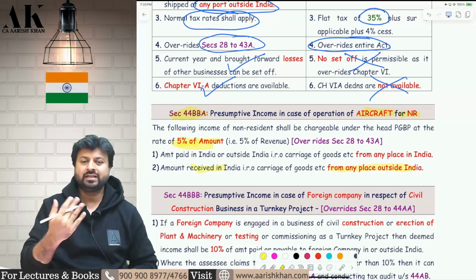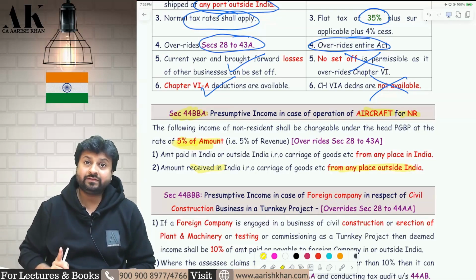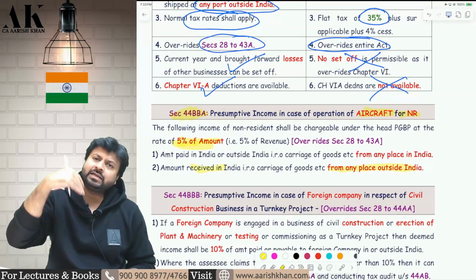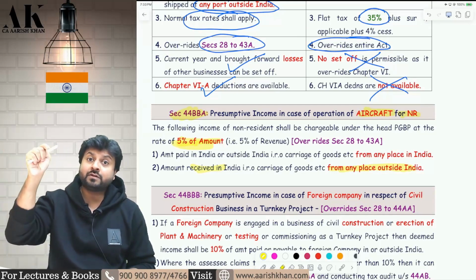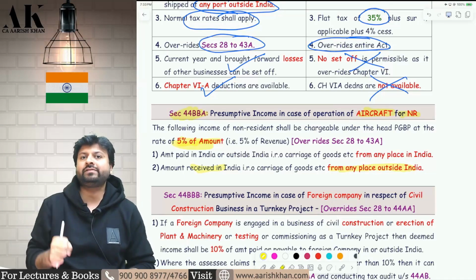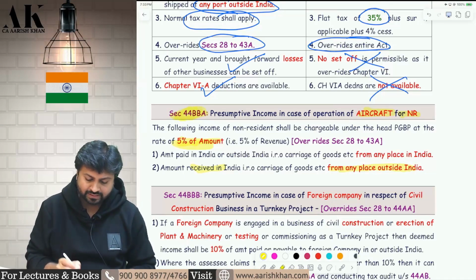It is as simple as that. There is nothing great in this particular section. So if the aircraft leaves from India, then the money can be received in India or outside India. It is taxable in India. And if the aircraft leaves from outside India, then the money has to be received in India. Then only it is taxable. 5% will be deemed income.